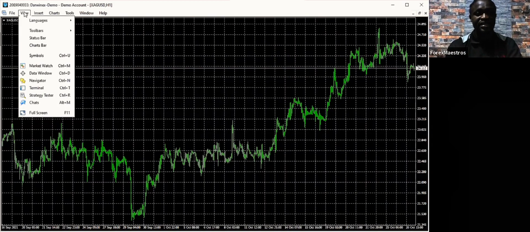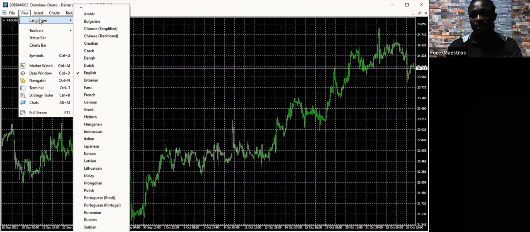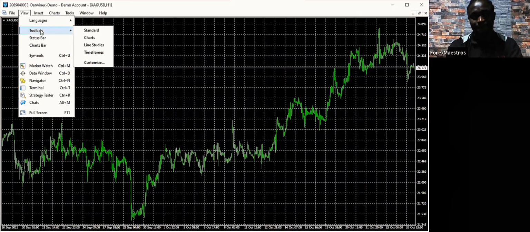The next is the view. And then you have language. We speak English where I'm from, okay? So whatever your language is, you can change to that. And then you have the toolbars, okay? Pay attention to these toolbars because I'm going to come back to them.